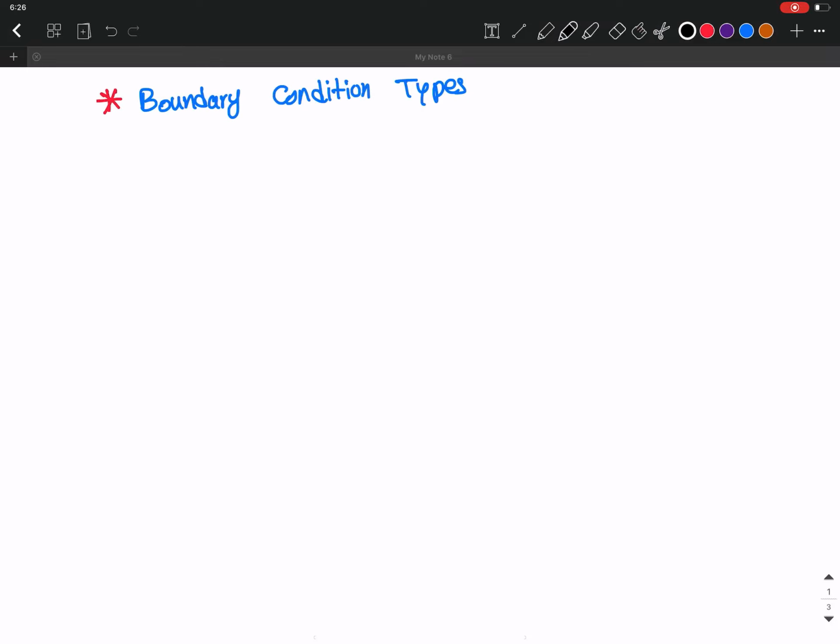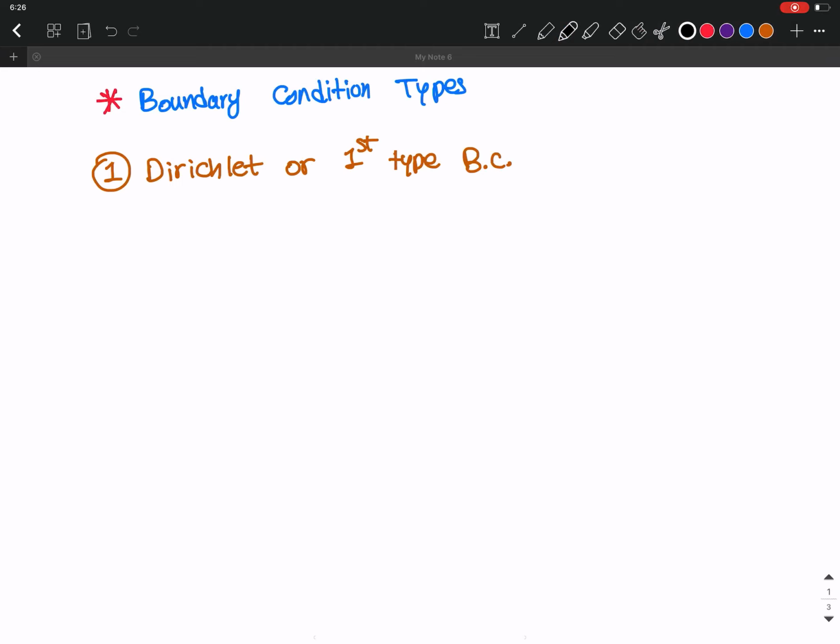So there are three types of boundary conditions that you might be given in any of these PDEs when you see these PDEs. So let's see what those are. First is what we call the Dirichlet, or first order, or first type boundary condition.